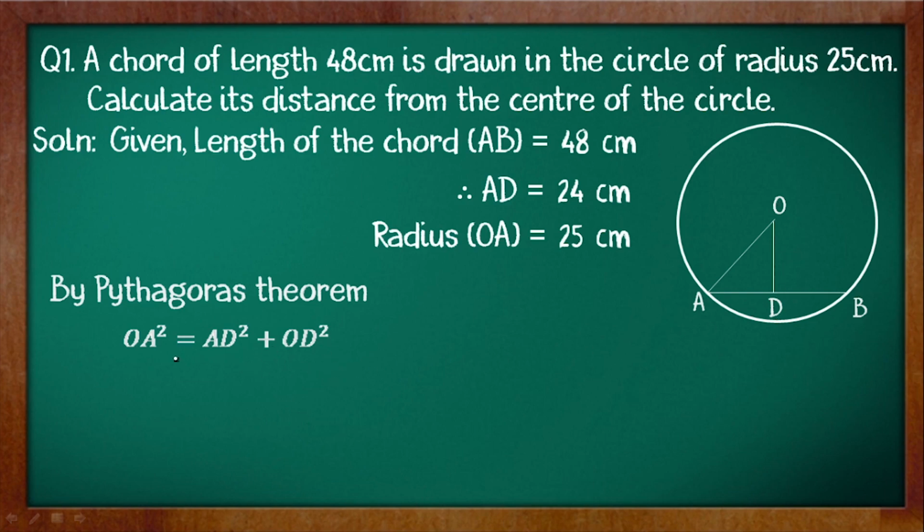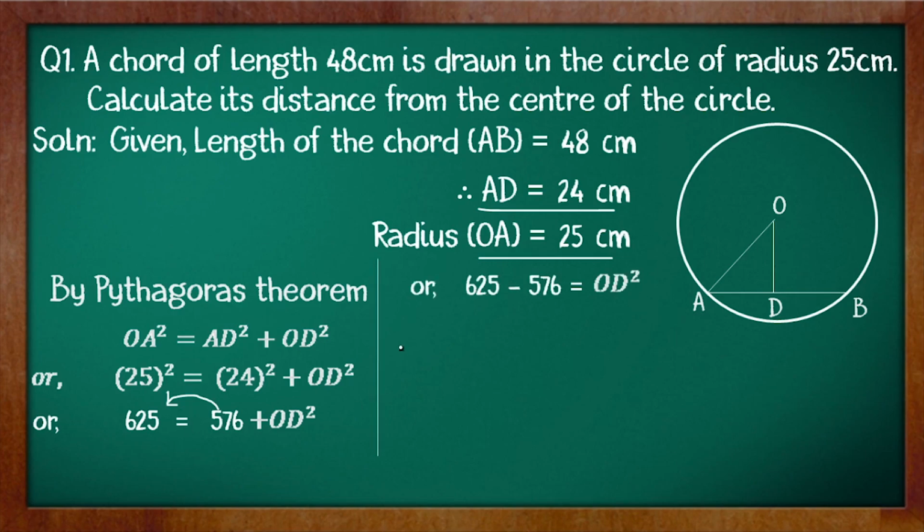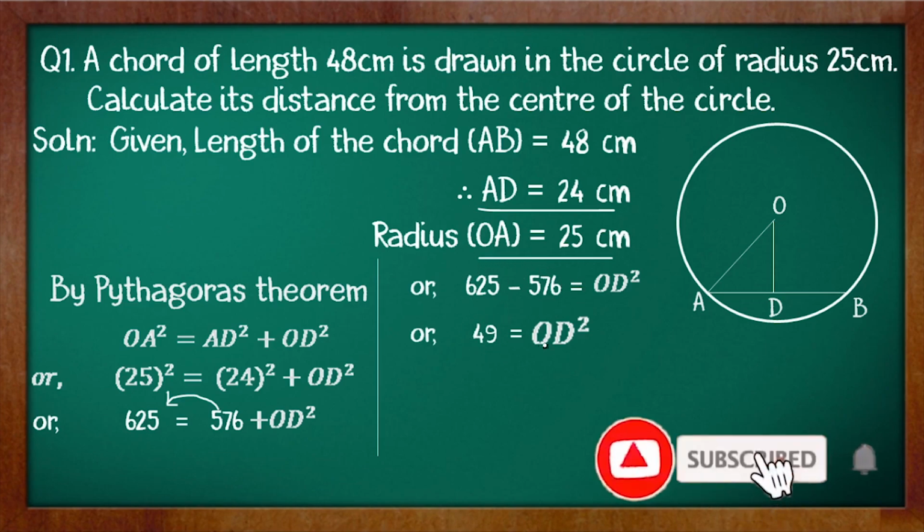So we'll put the values of OA and AD. OA is given as 25 and AD is given as 24. So we have 25 squared is equal to 24 squared plus OD squared. So 25 squared is 625 and 24 squared is 576. We'll be taking 576 to the other side. So we'll have 625 minus 576 will give us 49, and this is OD squared.